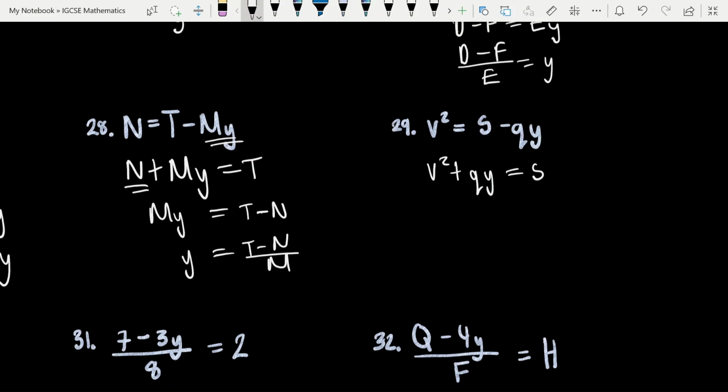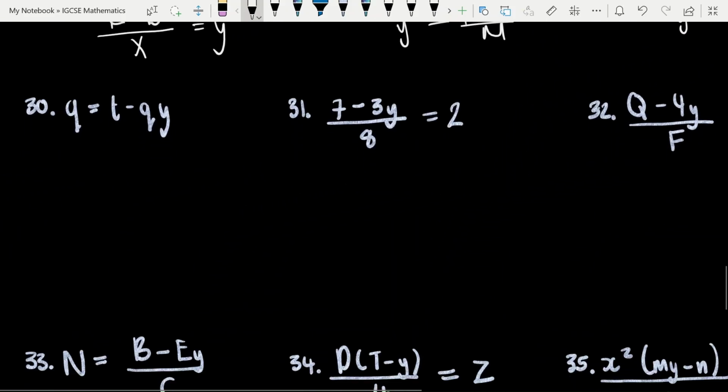Who do we start with? We start with v squared. Why? It is further from y than q. So we now remain with qy is equal to s minus v squared, because v squared was adding on the left, when it goes to the right, it will subtract. Then we make y the subject by taking q to the other side. Y is equal to s minus v squared all over q. Okay, and we're done.